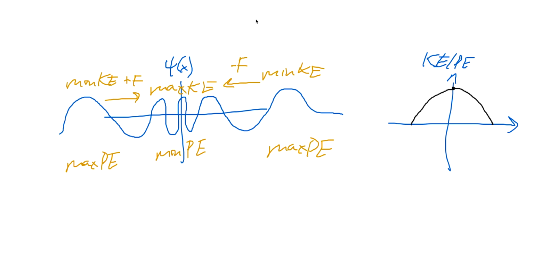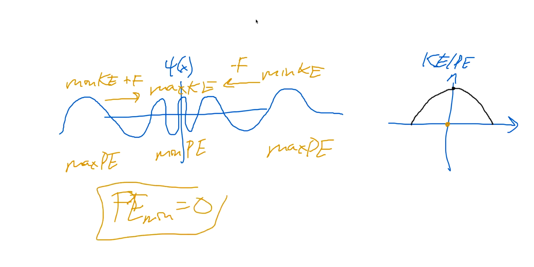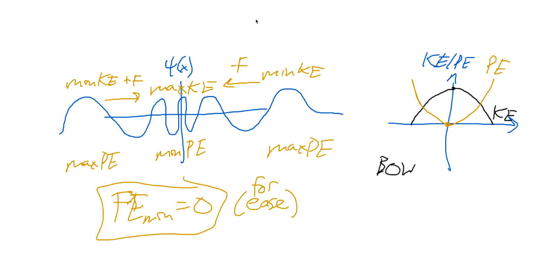And so we have the potential energy where it's minimum, I'm going to set it equal to zero. Minimum potential energy, I want equal to zero. This is just convention for ease. You don't have to, but it's easier to do. Whatever the kinetic energy does, the potential energy does the opposite. So that's PE. This is KE. And this is a bowl, right? This is stable.